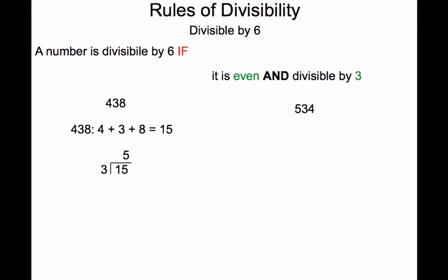Let's look at another one. 534. Well, I know that 4 is an even number, so it qualifies for that part of it. 5 plus 3 plus 4 equals 12. 12 divided by 3 is 4, so it is also divisible by 3. So that means 534 is also divisible by 6.